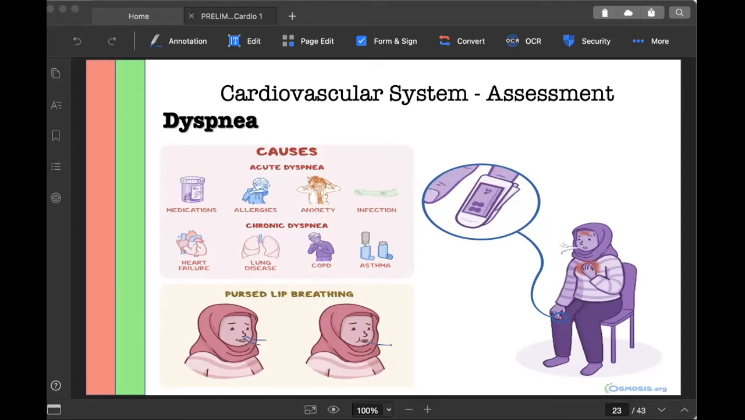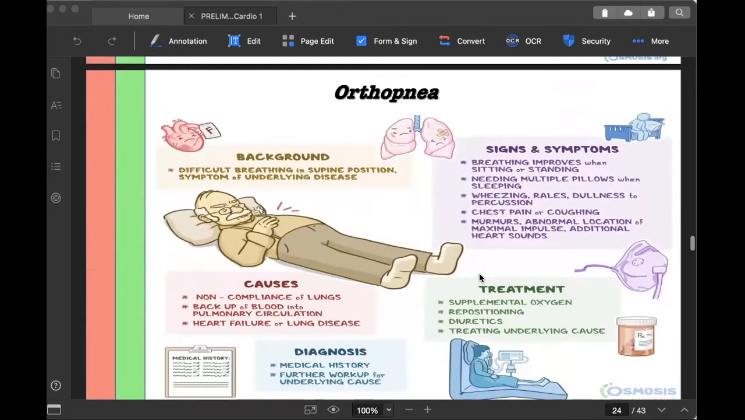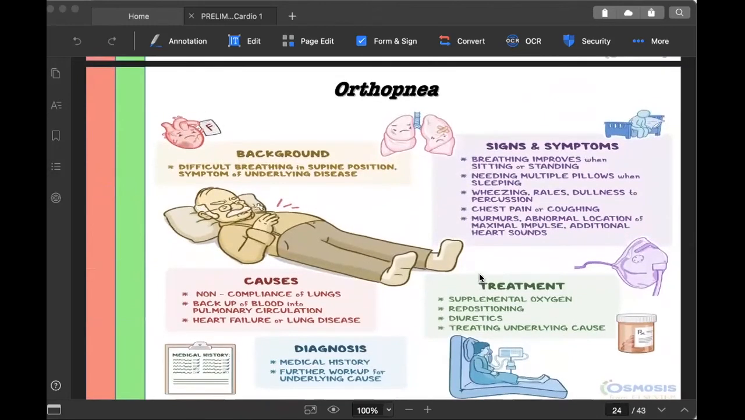Okay, but how about your orthopnea? You already know the word orthopnea. This is when the patient lies flat, relieved by sitting or standing. Once the patient is on his or her back, difficulty of breathing will occur. The signs and symptoms here: breathing improves when sitting or standing, needing multiple pillows when sleeping. Then there are abnormal breath sounds such as wheezes, rales, dullness to percussion, chest pain, or coughing. These things you already know.